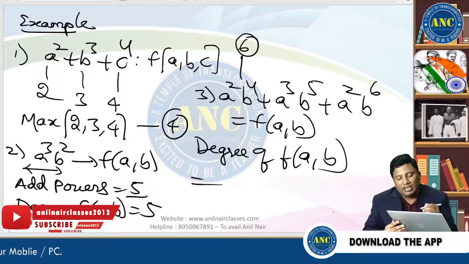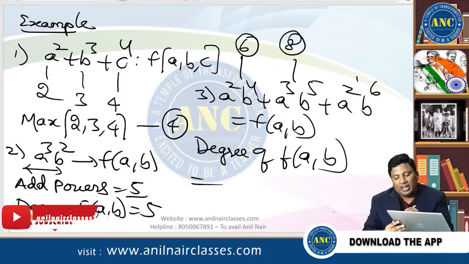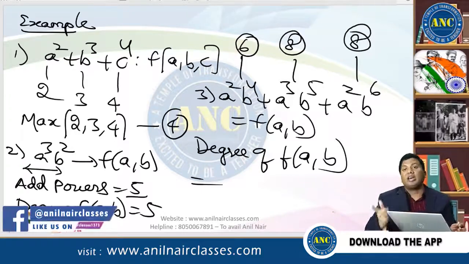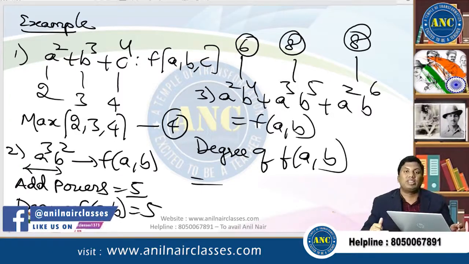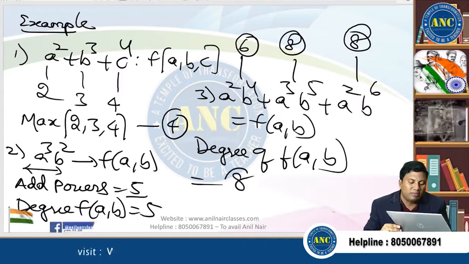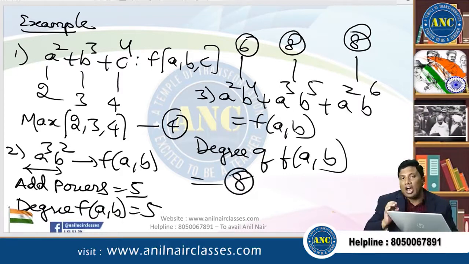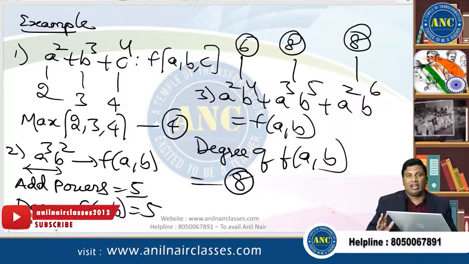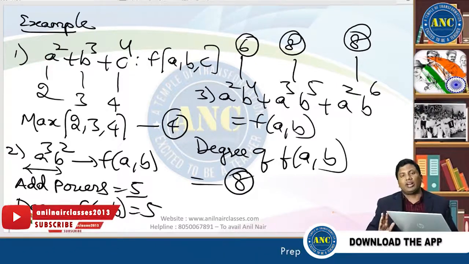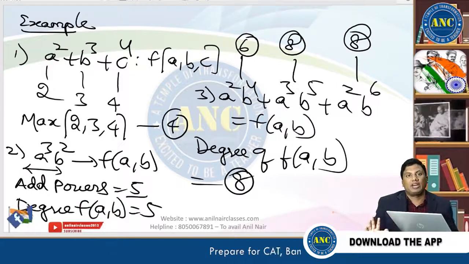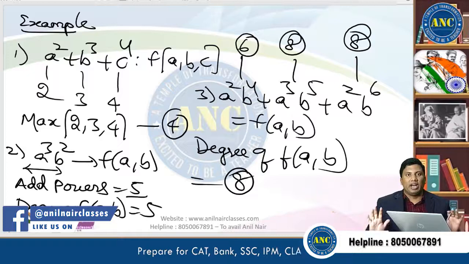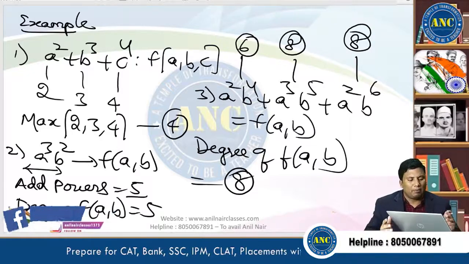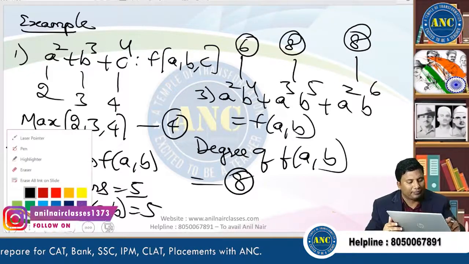2 plus 4 is 6, 3 plus 5 is 8, 2 plus 6 is 8. What is the maximum value of 6 comma 8 comma 8? Maximum value is nothing but 8. I hope the idea is clear. If one variable is there, how to determine the degree? If two variables are there, how to determine the degree? Clear?